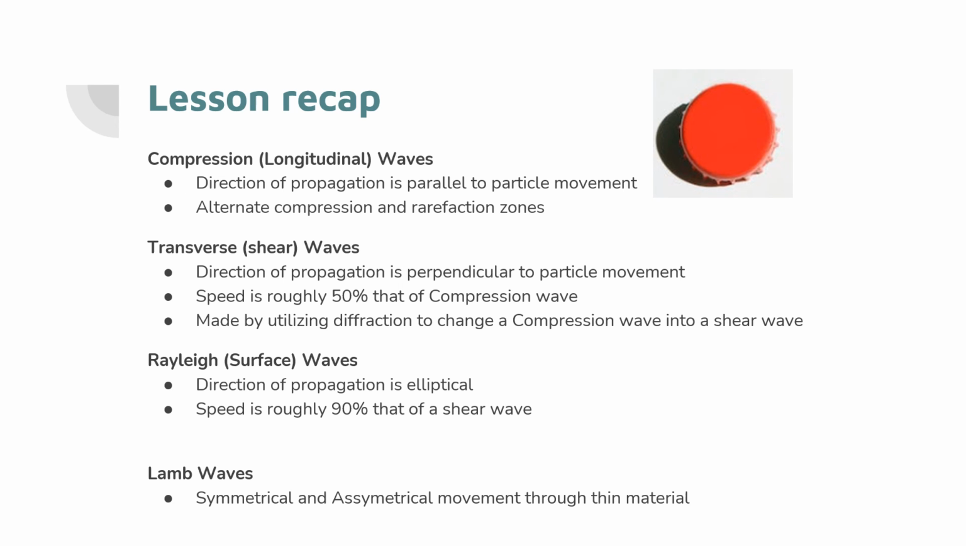So, compression waves, their direction of propagation is parallel to particle movement, and they have alternate compression and rarefaction zones. The transverse or shear waves, the direction of propagation is perpendicular to particle movement, and the speed is roughly 50% that of a compression wave, and it's made by utilizing diffraction. The Rayleigh wave has an elliptical propagation movement. Its speed is roughly 90% that of a shear wave, and it can travel around corners, or bends rather. And then Lamb waves are symmetrical and asymmetrical and travel through a thin material.